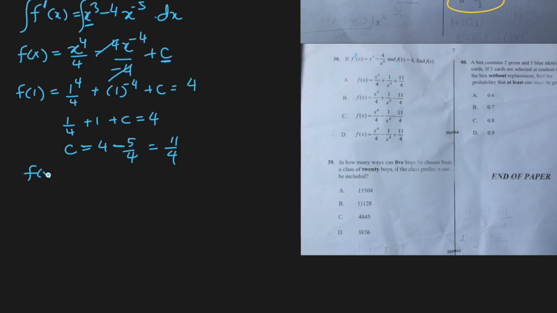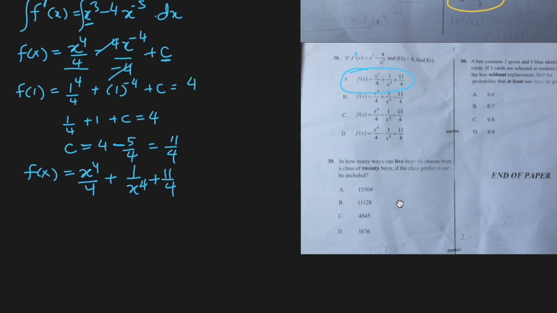f(x) finally becomes x to the power 4 over 4, which was this. Then these cancelled out, plus x to the power minus 4. Let's write it 1 over x to the power 4. And c we got 11 over 4. So which one matches here? No. This one, A matches with this one. 39.